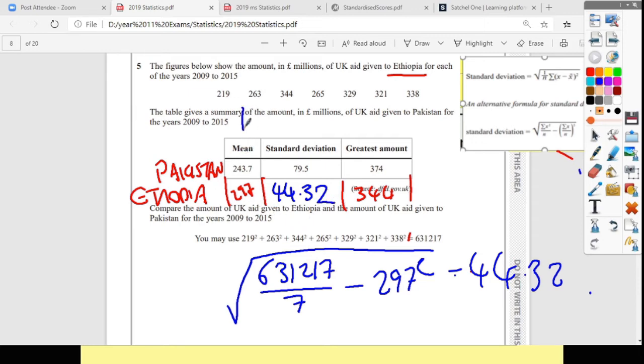One statement comparing my means. So I have to say that Ethiopia, on average, has got a higher aid than Pakistan. And I have to say, but however, the standard deviation is 44.32, telling me the scores are closer together for Ethiopia than they are for Pakistan.